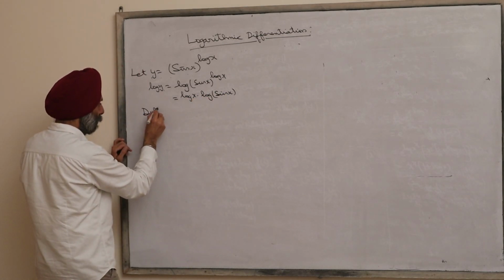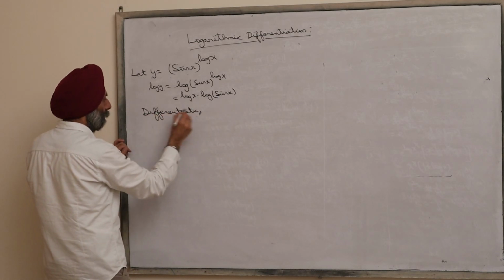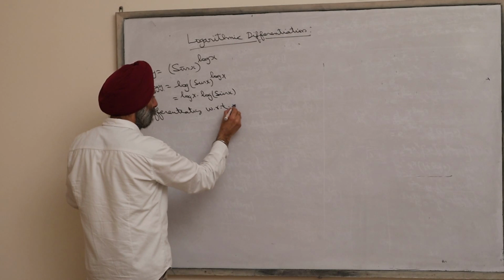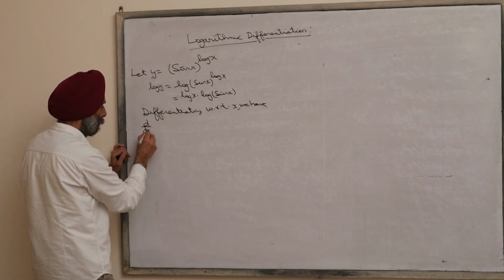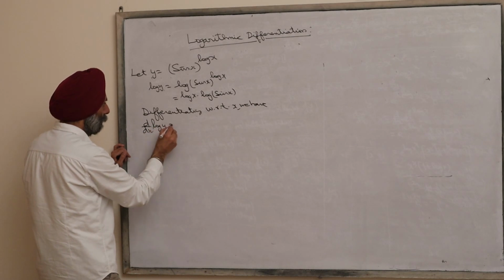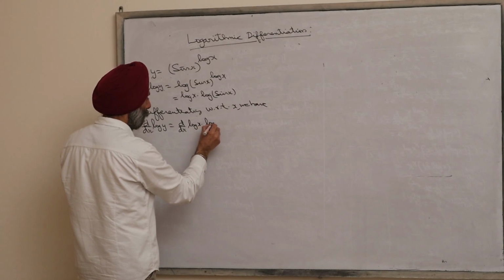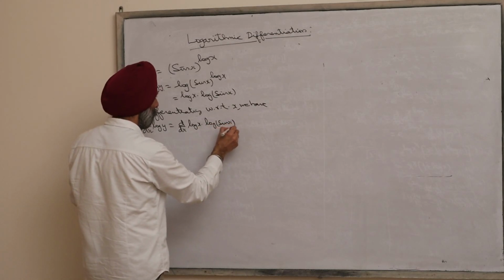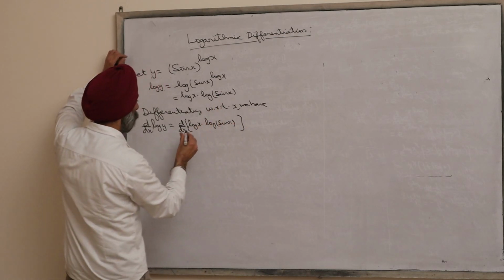Now differentiating with respect to x, we have d over dx of log of y is equal to d over dx of log of x into log of sin x. Now here u into v, that is, two different functions are involved.